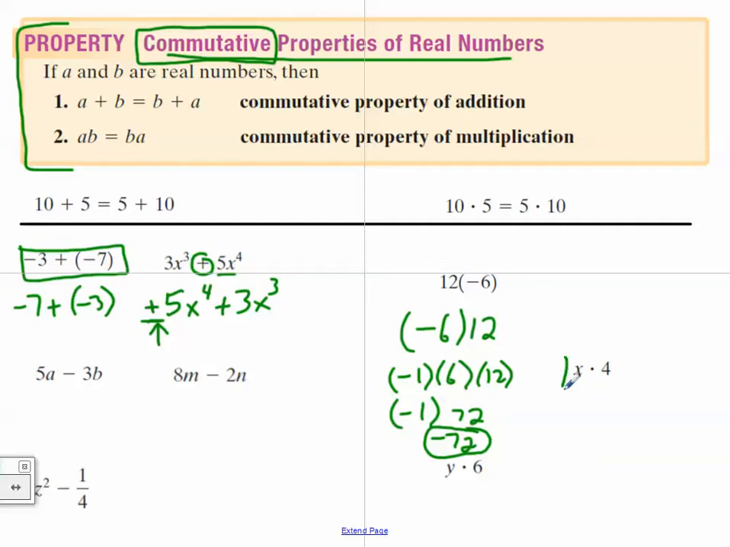This is especially helpful for things like x times 4. Well, x times 4 is the same as, if we use the commutative property of multiplication, we could say that would be 4 times x, or also 4x. And again, this is not as pretty in terms of math as this. So we'd like to have the numbers, the coefficients, in front of the variables. So 4x is better than x times 4. And we can go from here down here by using the commutative property of multiplication.